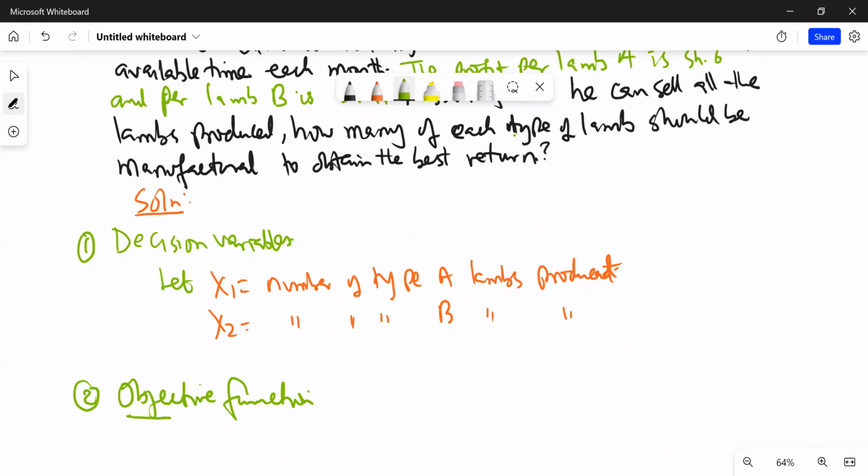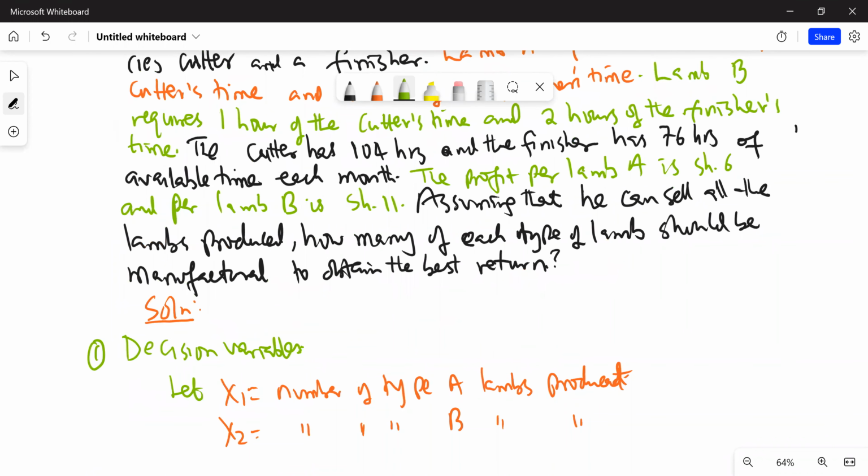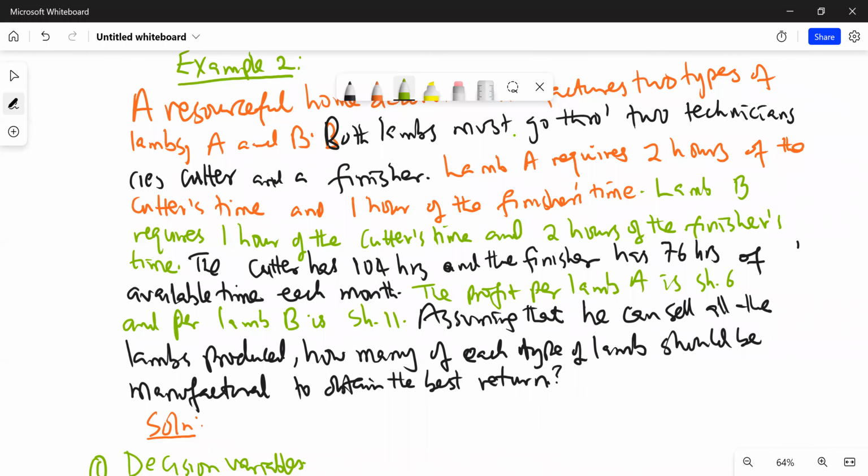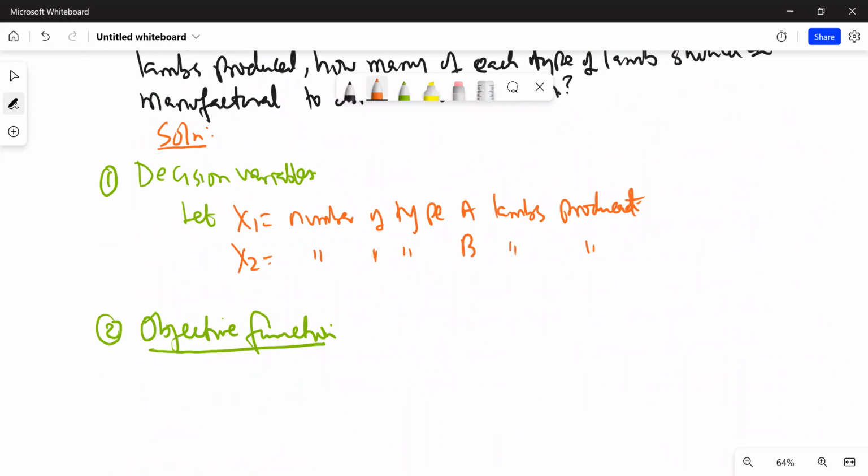Okay, and the objective of this question, what are we given in this case? We are given profit per unit. So that means we want to maximize the profits. So here, this will again be a maximization type of problem. So we maximize.